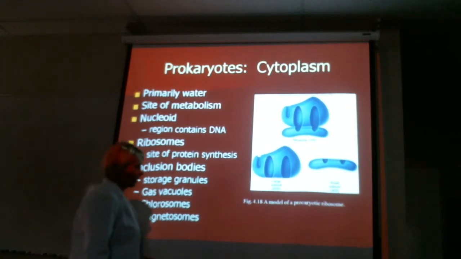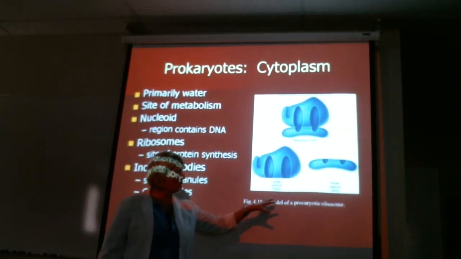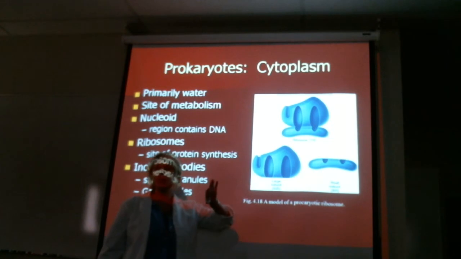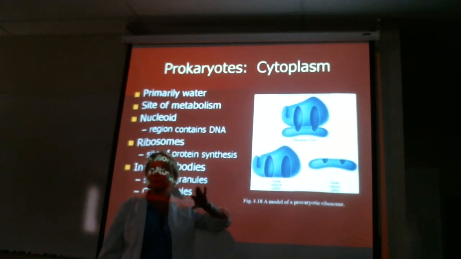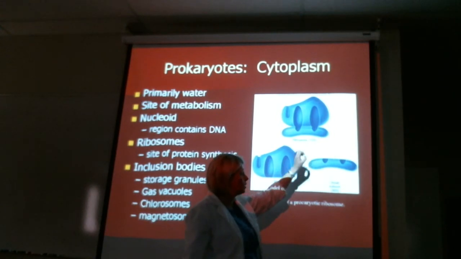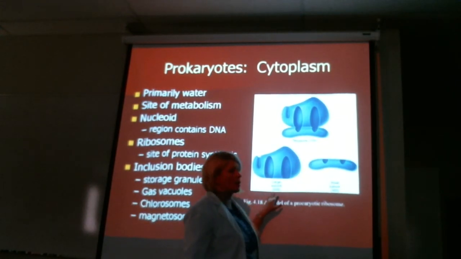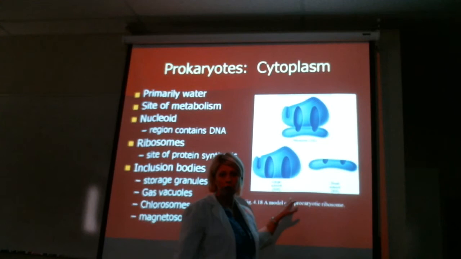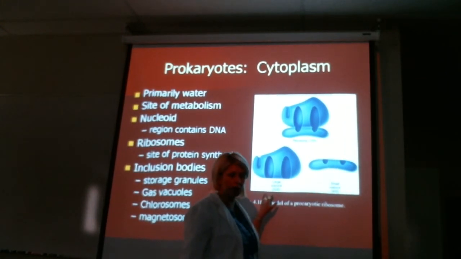Now, I'll probably ask you this on the test. What was the smaller unit? I'm sorry. The smaller unit for the prokaryote is 30. So the eukaryotic is 80. The prokaryotic large is 50. Or the eukaryotic large is 60.